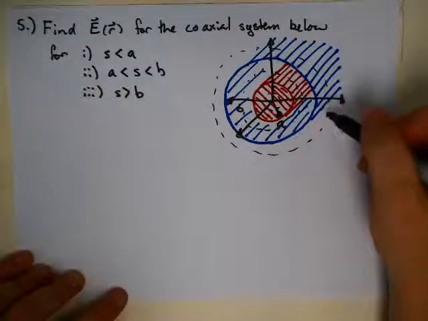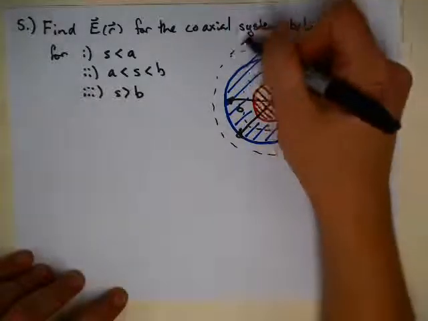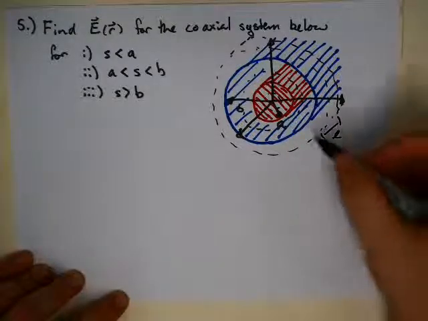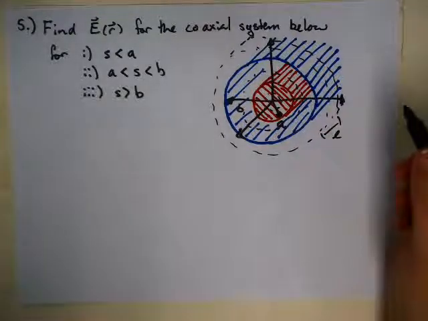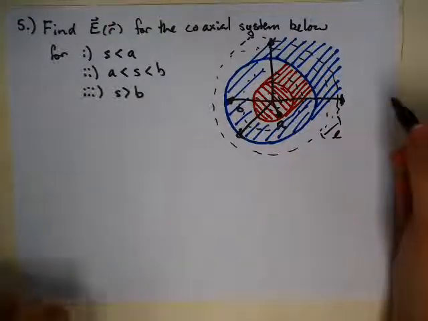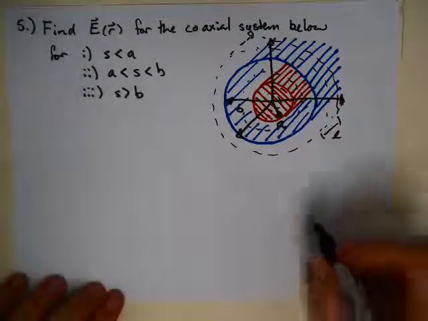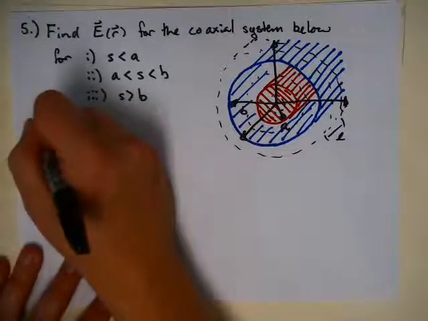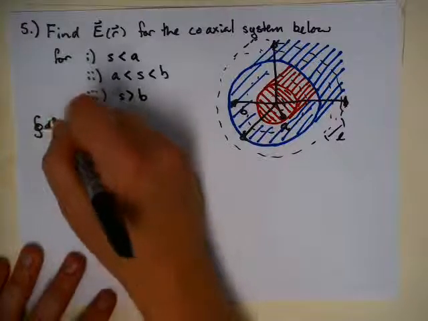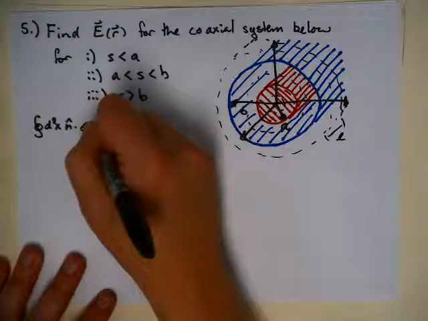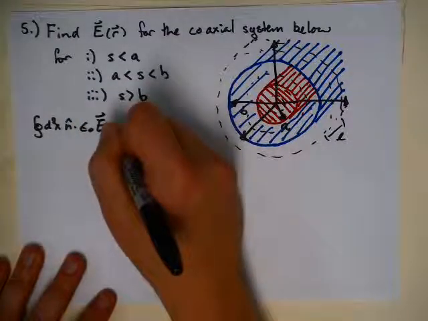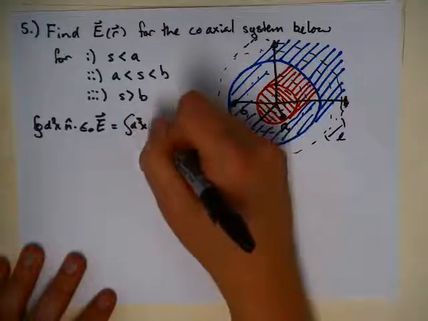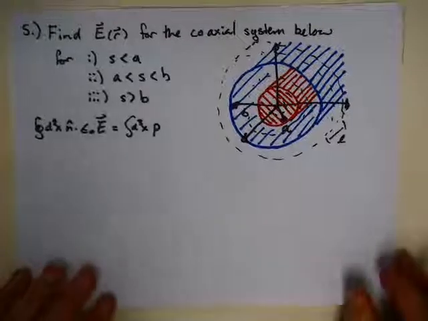In all cases, our Gaussian surface is actually going to be a cylinder of length L. And we're going to use Gauss's law to find the electric field everywhere because we have such a nice symmetric system. Gauss's law explicitly states that the flux of the electric field through the closed Gaussian surface is equal to the volume integral of the charge density in that volume.